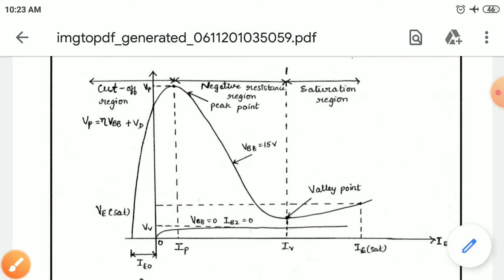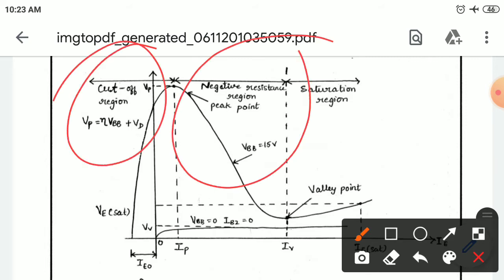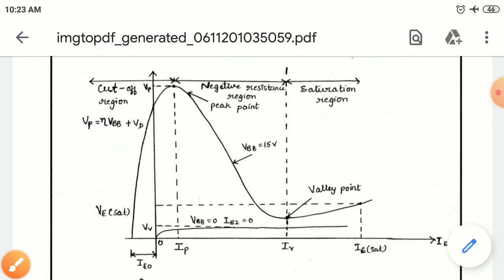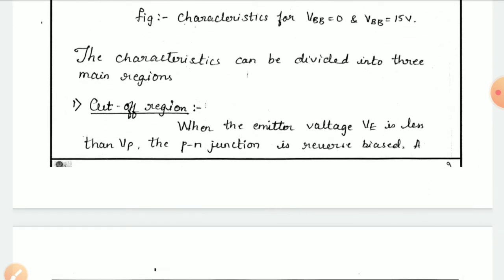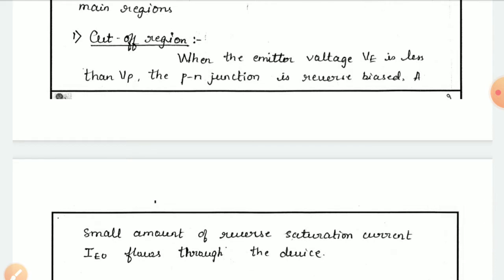This characteristic is divided into three regions: the cutoff region, the negative resistance region, and the saturation region. The characteristics of the unijunction transistor, or UJT, are divided into these three regions. What exactly happens in the cutoff region, the negative resistance region, and the saturation region, we will discuss now. The first one is the cutoff region.